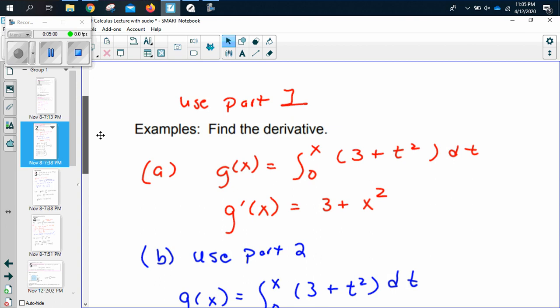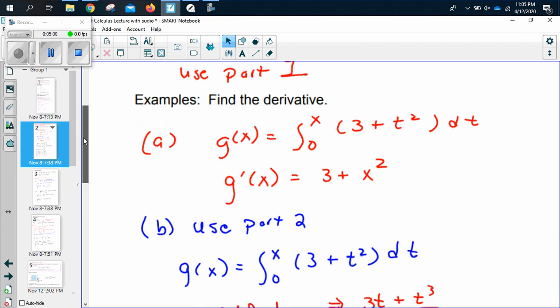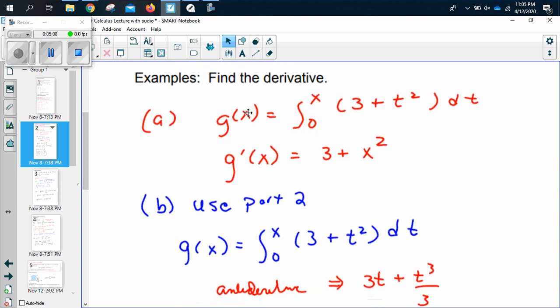So we want to find the derivative. When it says find the derivative and it gives you an integral like this, they mean use part 1. And so the derivative of this function would be, you really just take this function and put x where t is. That's really what you do. It doesn't really matter what constant this is down here, but the x needs to be at the top.